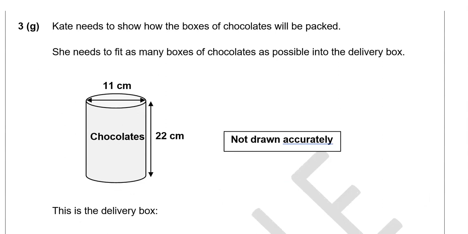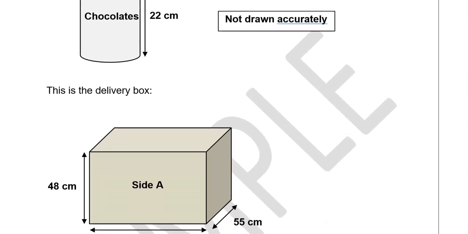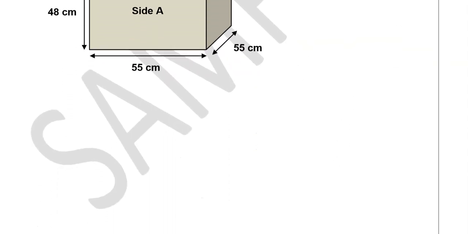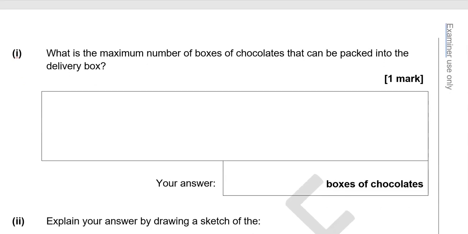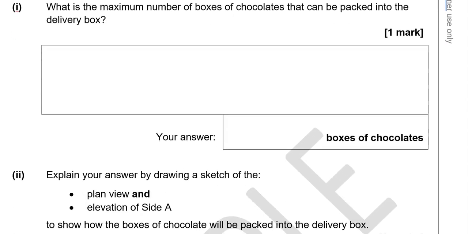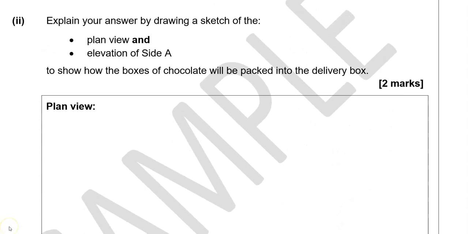Kate needs to show how the boxes of chocolates will be packed. She needs to fit as many boxes of chocolate as possible into the delivery box. This is the delivery box. What's the maximum number of boxes of chocolates that can be packed into the delivery box? And then in the second part, you'll have to explain your answer by drawing a sketch of the plan view elevation of side A to show how the boxes of chocolate will be packed into the delivery box. So what I suggest is that we do this part first because it's going to give us the answer to the first part.